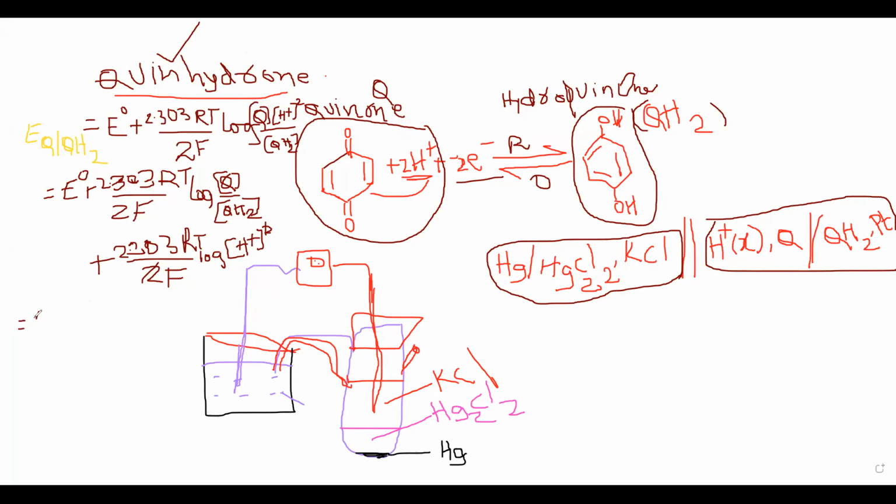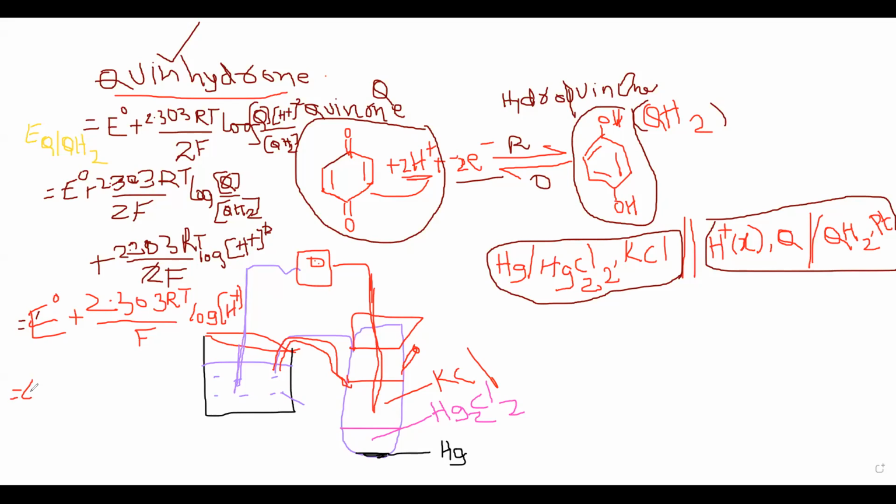Okay, E0 cell plus 2.303 RT by F, where F is Faraday, R is universal gas constant, T is absolute temperature, log H plus. See here how it is simplified. Quinone has gone from the equation. That is why we are taking quinone and hydroquinone in the ratio of 1:1, and it is simplified.